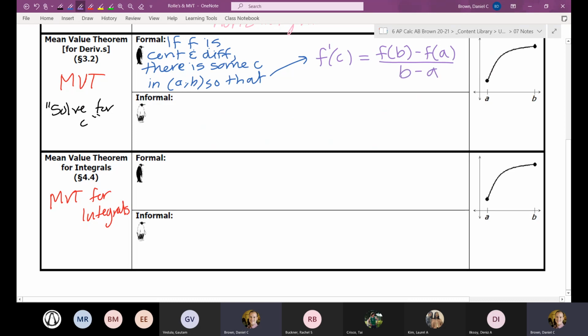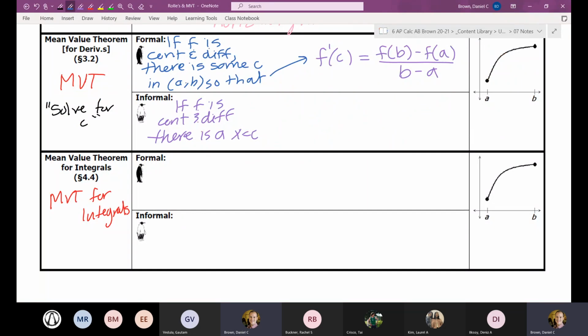And again, how these problems are often set up is they'll say, hey, find the value of C that satisfies the mean value theorem for derivatives or something like that. To put it in everyday words, again, if f is continuous and differentiable, there is an x equals c, and then it's going to satisfy that equation. That is the equation that you want to know.